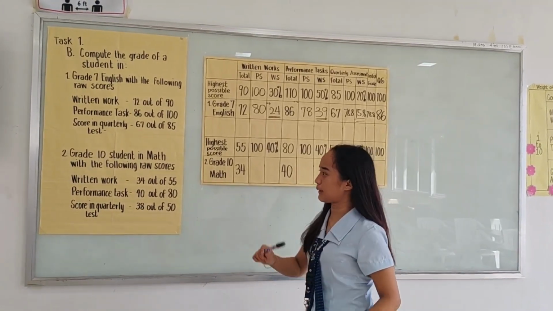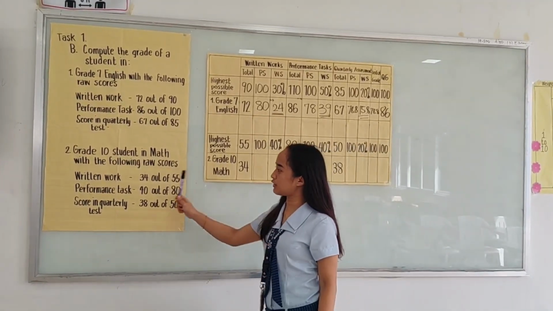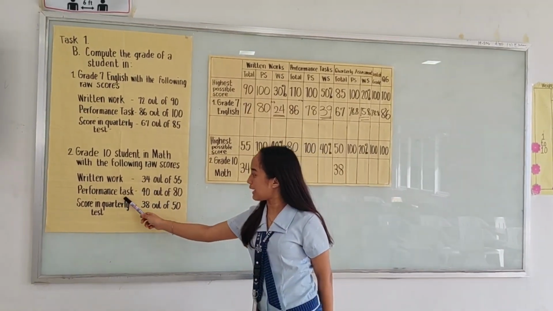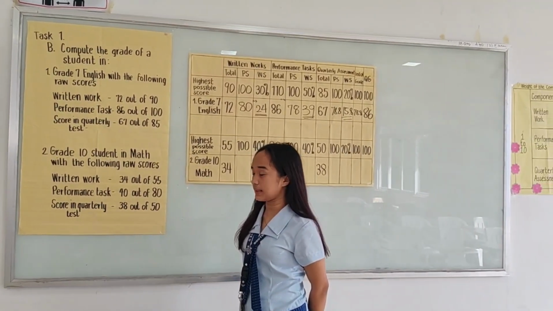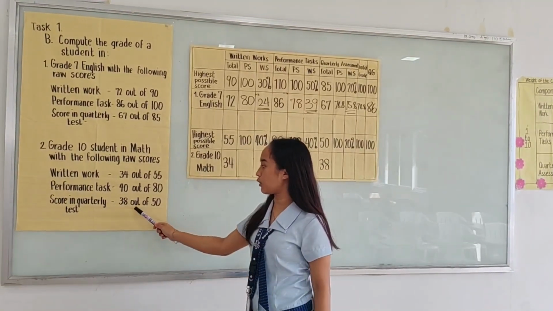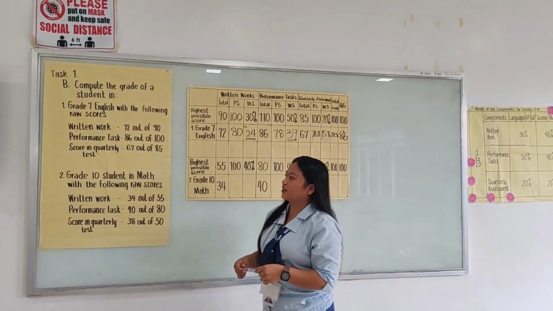So let's proceed to number 2. Grade 10 student in math with the following raw scores. In written work, 34 out of 55. Performance task, 40 out of 80. And score in quarterly assessment, 38 out of 50. So let's proceed to the computation of number 2.